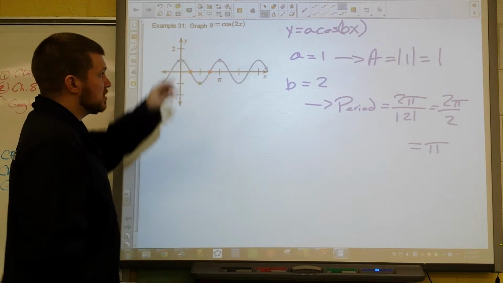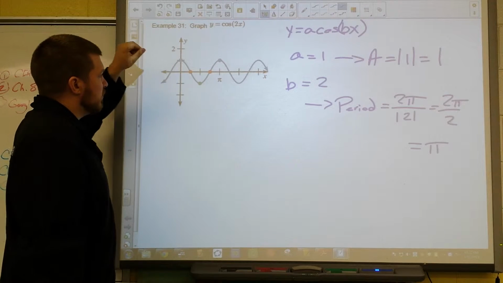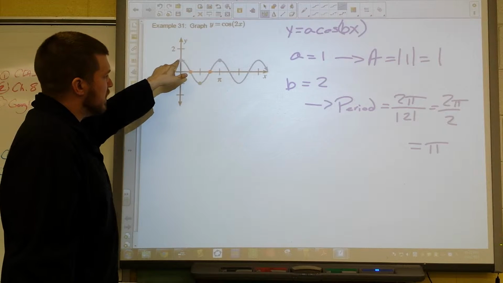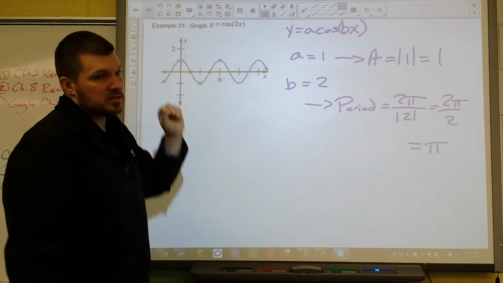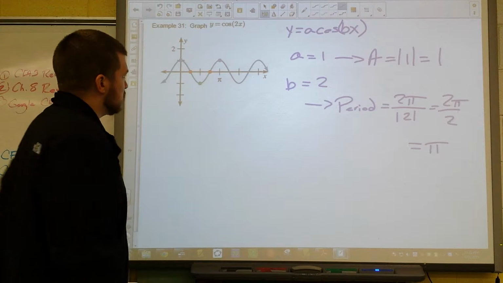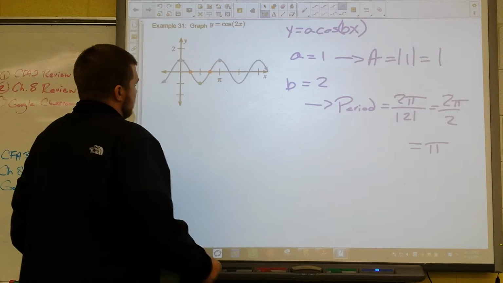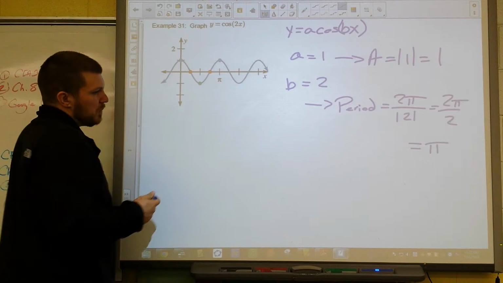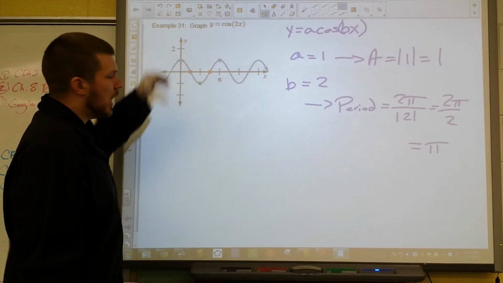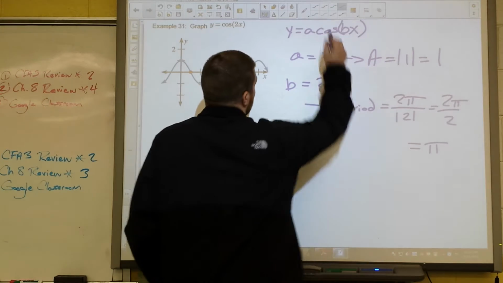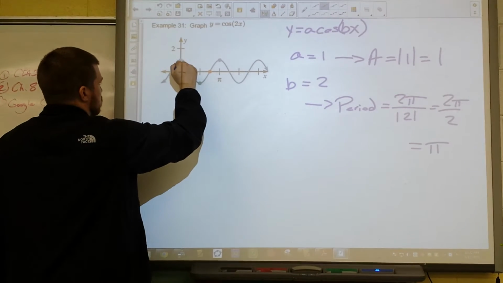I know that because the parent cosine function, I know for a fact, is always supposed to start at its maximum and finish exactly one period at its maximum. And it's doing that, so there's no horizontal shift or vertical shift. I also know that the amplitude is 1. The amplitude is pretty much the distance from the midpoint of the wave to the top of the wave. So the amplitude is 1.